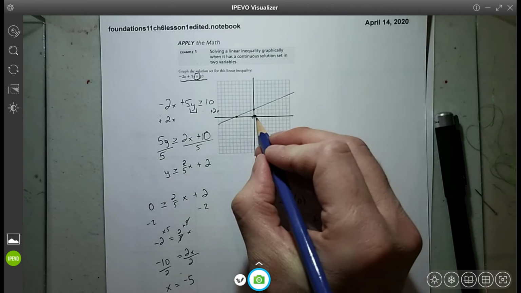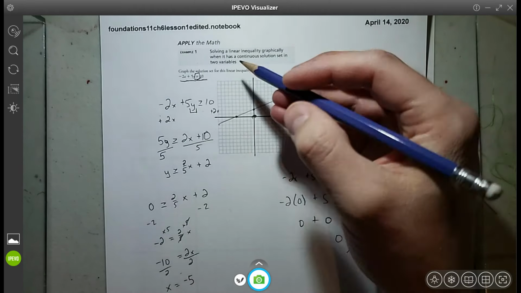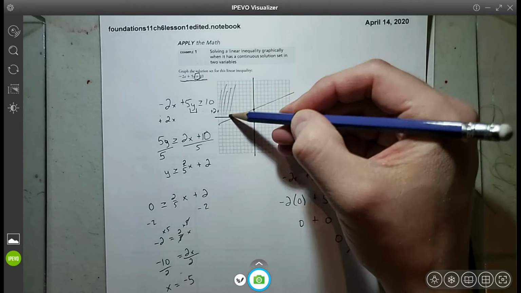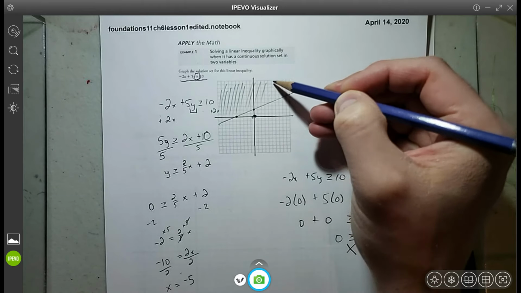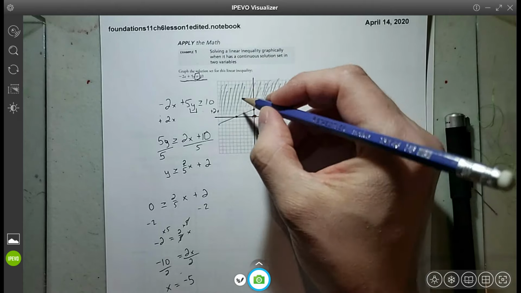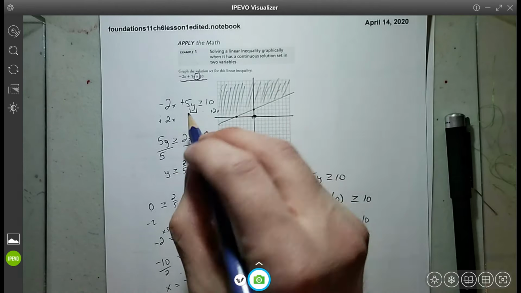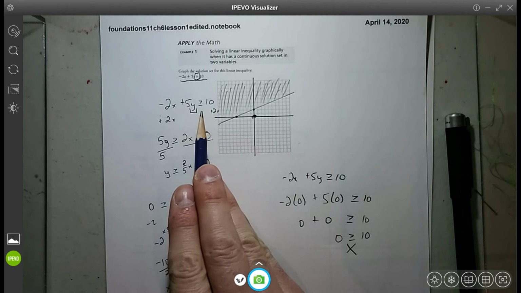So the point (0, 0) is not part of the solution. So all of the points above the line are going to be part of the solution. So if we were to take any point from this shaded area and plug it into that inequality, it would be true.